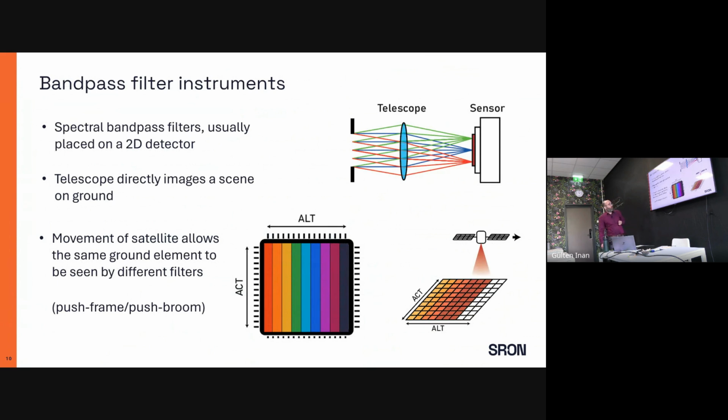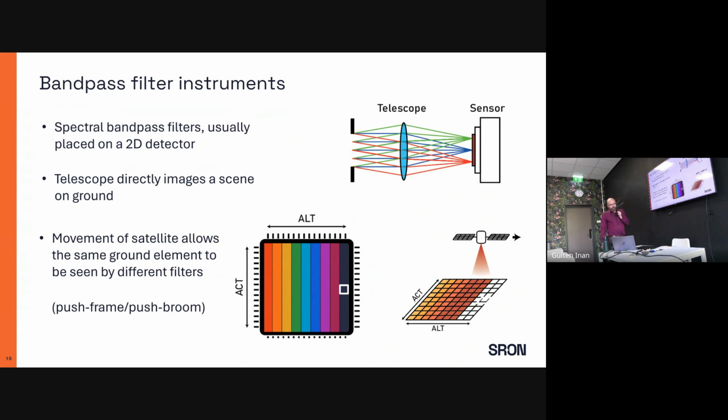Now, if we have stripes on the detector, this is how we usually do it, we can take a spot on the ground, which you see here in white, and then if the satellite is moving, a lot of our satellites are in low Earth orbit, then the same spot on the ground is seen by different filters. So we're doing this scanning operation, which you can call either push broom or maybe push frame for those snapshot images.